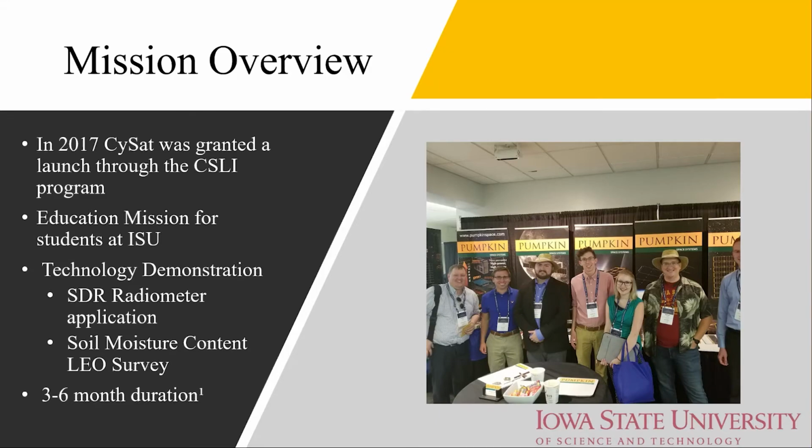CySat originally became a project at Iowa State University in 2004 when students started developing CubeSat components. Later on, this transitioned into a 1U project but could not obtain a launch due to unoriginal mission parameters. When students transitioned into a 3U project, the primary mission was educational for student experience. The secondary mission would be a technology demonstration for an SDR radiometer application that would survey soil moisture content in low Earth orbit. The mission will take approximately 3 to 6 months and happen during early 2021.